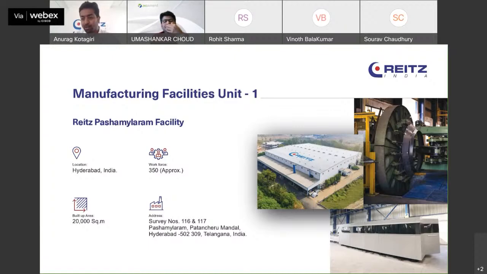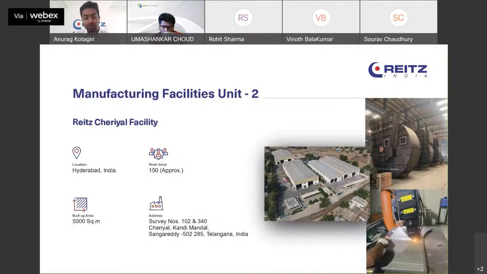And as you can see, that's my unit one in the picture. And we have a unit two, which we acquired 2 years ago, which is again not too far from where I'm sitting right now, about 15 minutes, to cater to the ever increasing needs of the cement fan market.